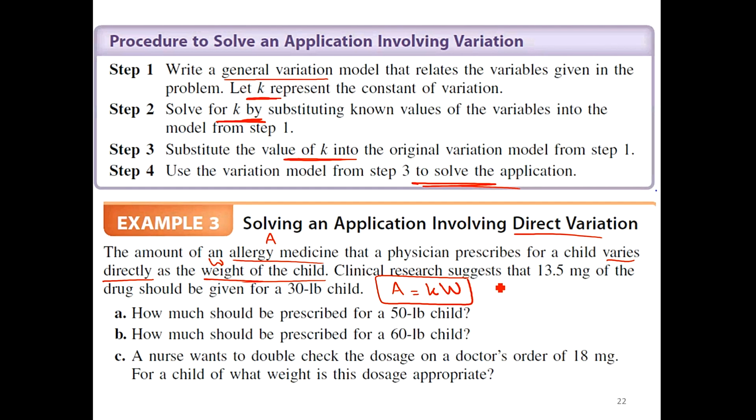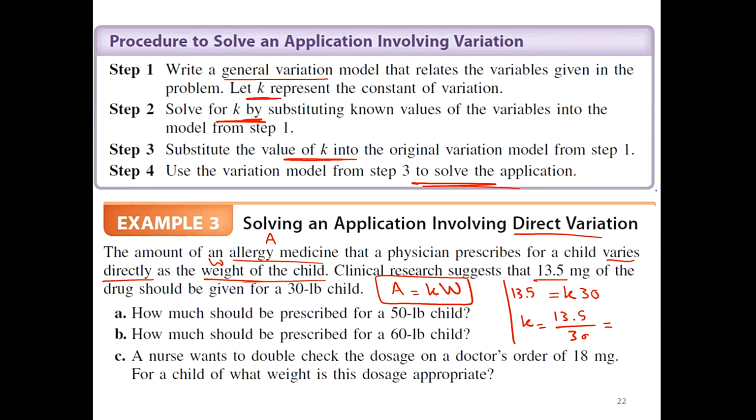Clinical research suggests that 13.5 milligrams of a drug should be given for a 30-pound child. So to find the K, the dose equals K multiplied by weight, with the weight being 30, and the dose is 13.5. So K equals 13.5 over 30. What does this equal?